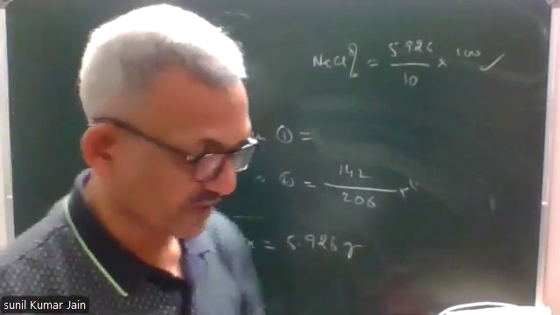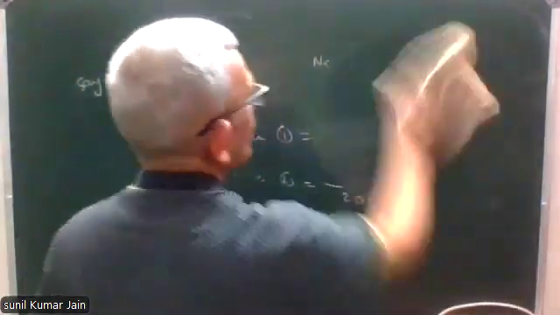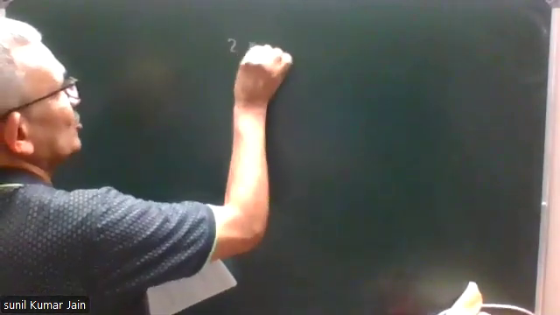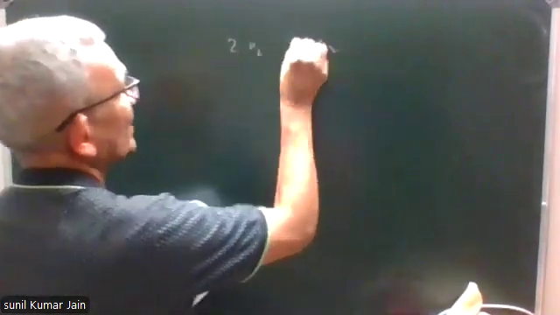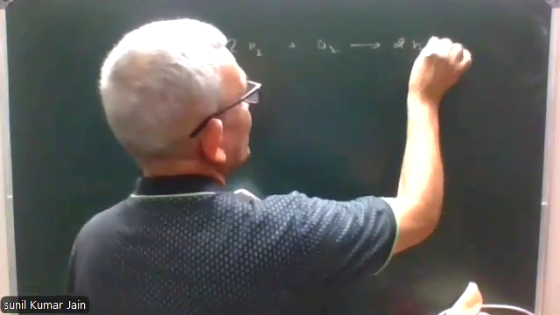Next, and the last numerical. A mixture of 8 grams of hydrogen and 52 grams of oxygen was burnt to produce water. Calculate masses of reactant left and water produced. This is the numerical based on limiting reagent. I'm writing the equation. 2H2 plus O2 gives 2 water.